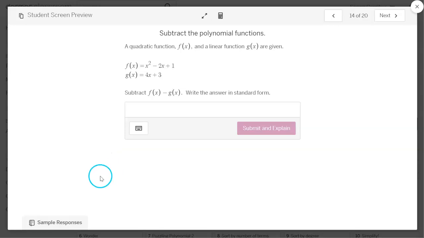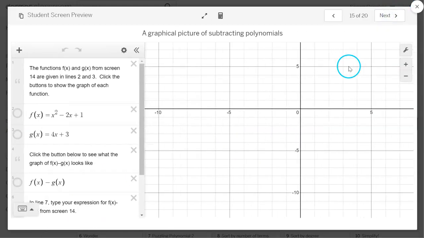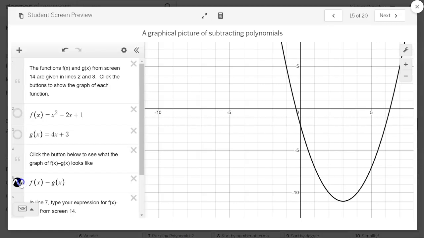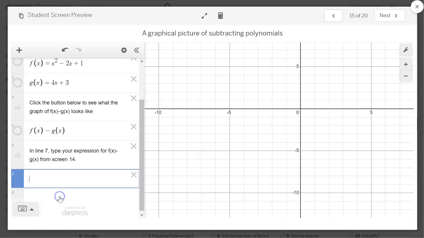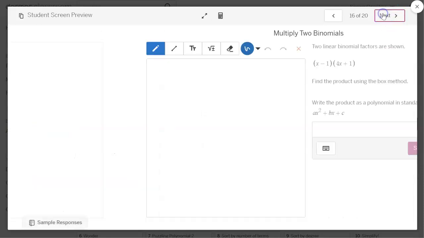Here they're going to take f of x and g of x, and now they're going to subtract the two polynomials. They're going to write the answer in standard form, and then the same here. They'll graph f of x, they'll graph g of x, and then they'll graph the difference in the two here. And then they'll put their simplified expression here, and it should match the same graph that was there.